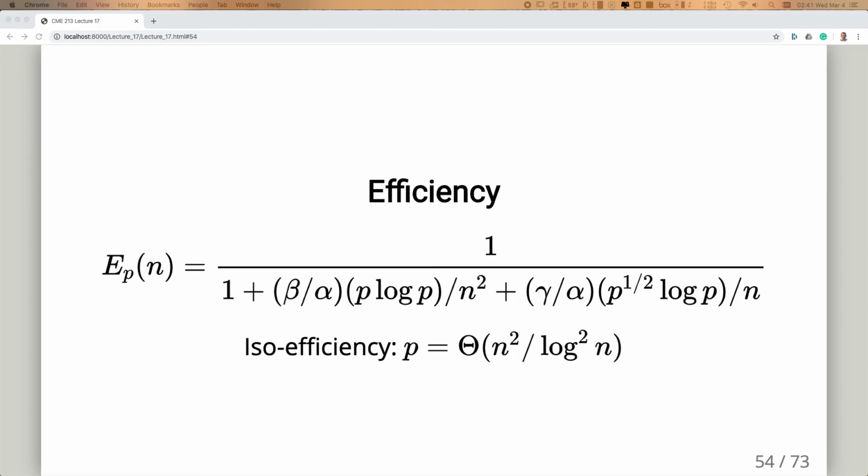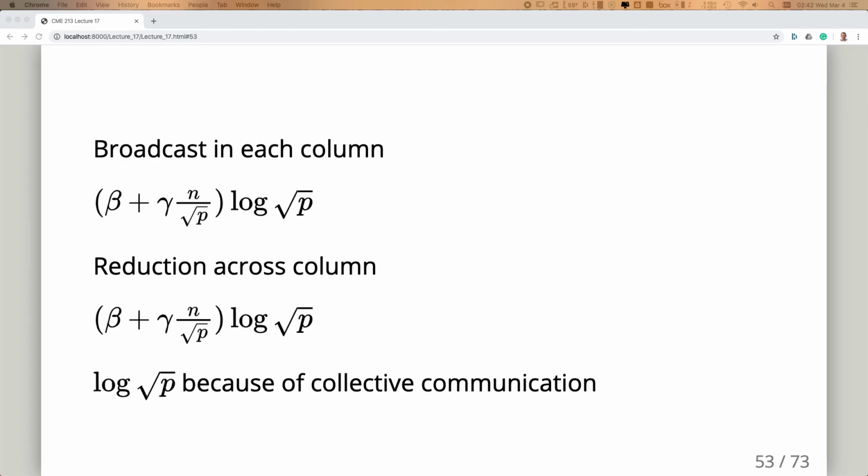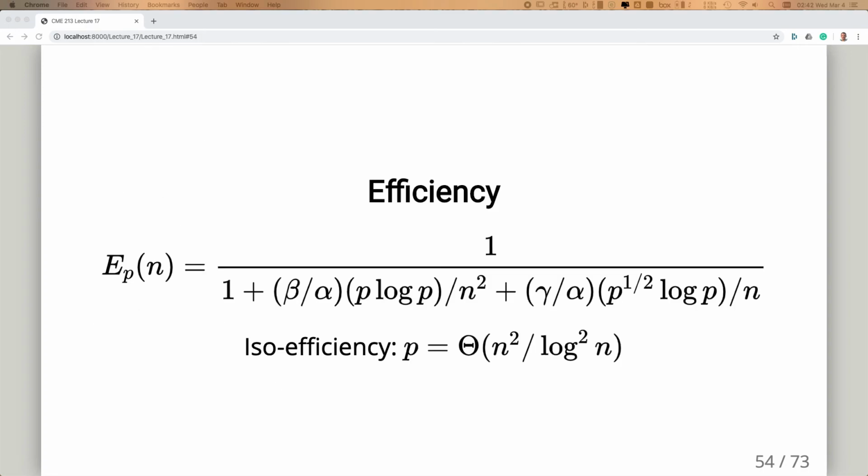So again, this is T1 divided by P·TP. Here I'm skipping it, but essentially you add all these terms. This gives you TP, and then P·TP divided by T1 is just this crazy formula. We're going to come back to that later on, but to continue this discussion, what you find is that if P is equal to n squared log squared n, then you have isoefficiency. So if P satisfies this rule, then you can check that this term here is constant, and this term here goes to 0.